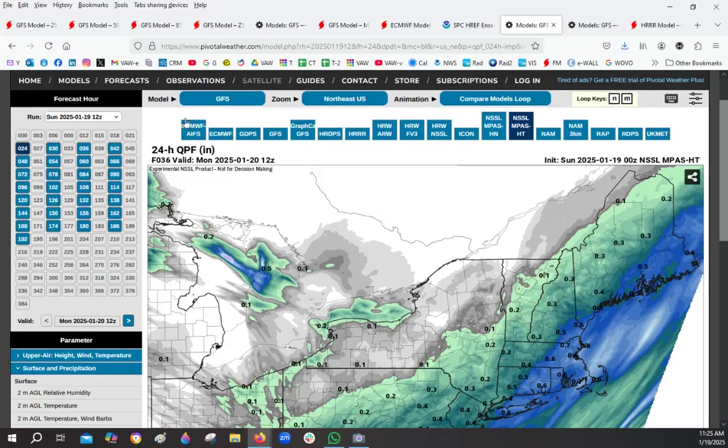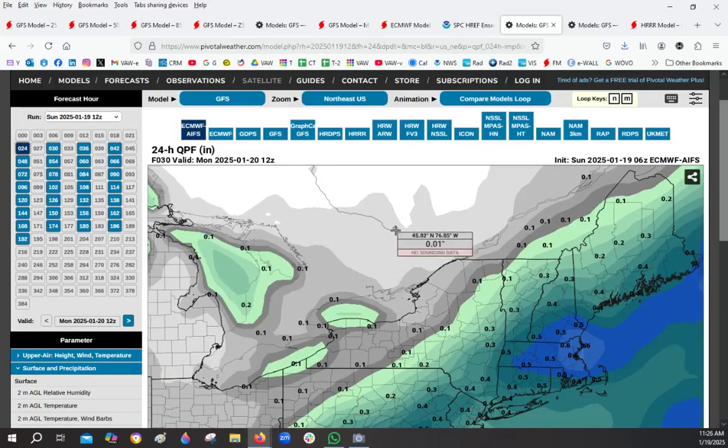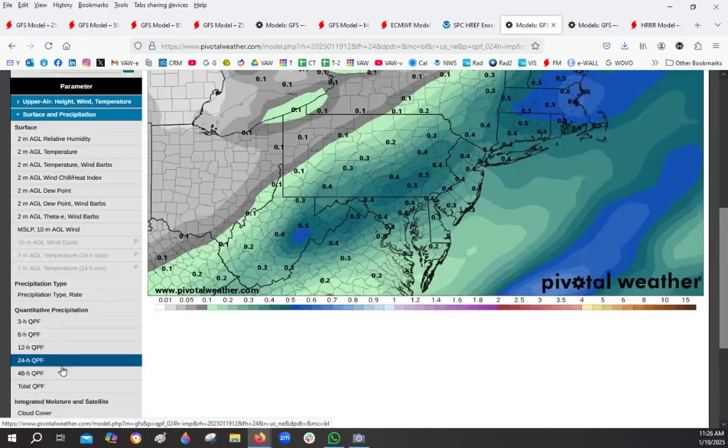So this is another model page. This kind of shows the snow level charts, or the snow amount charts. Again, this is QPF right here. I'm going to get over to the snow.